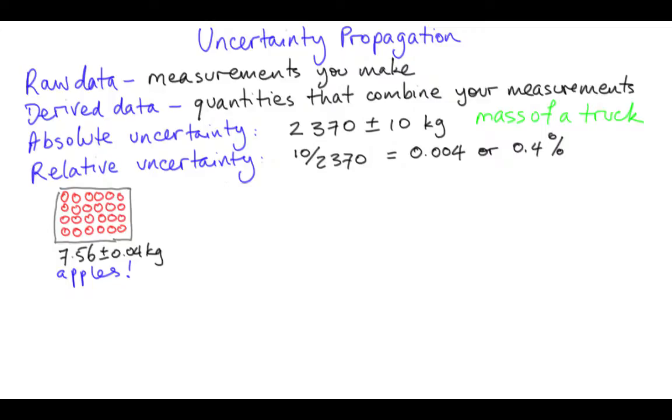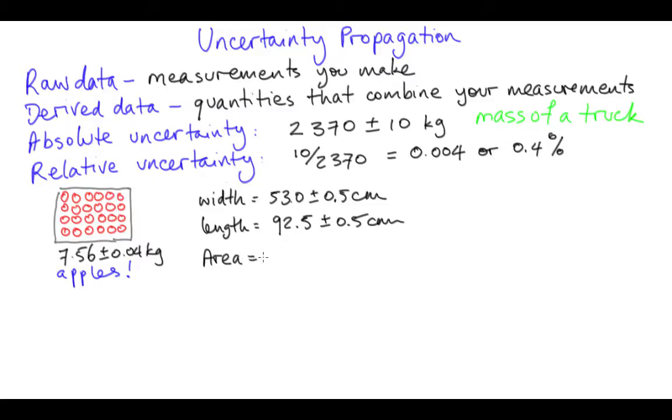Now what if we multiply two quantities together? In this case, we must add the relative errors to get an overall relative error. The simplest example of multiplying measurements I can think of is calculating areas. So suppose my tray of apples is 53.0 plus or minus half a centimetre wide and 92.5 plus or minus half a centimetre long. Then according to my calculator, its area is 4,902.5 square centimetres. But what's the uncertainty here?